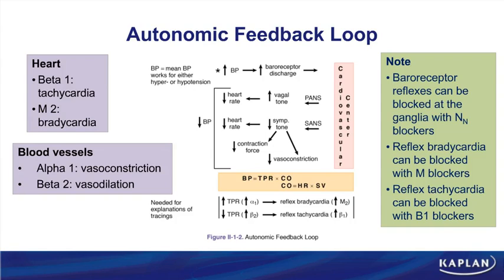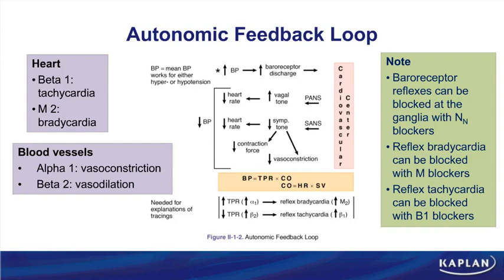But what type of drug blocks all reflexes? That would be a special group of drugs we call ganglion blockers. Ganglion blockers block at the N sub N receptor. And remember that all ganglia have those types of nicotinic receptors, whether it's parasympathetic or sympathetic. So blocking at the ganglia by blocking N sub N receptors stops reflex brady and reflex tachy.